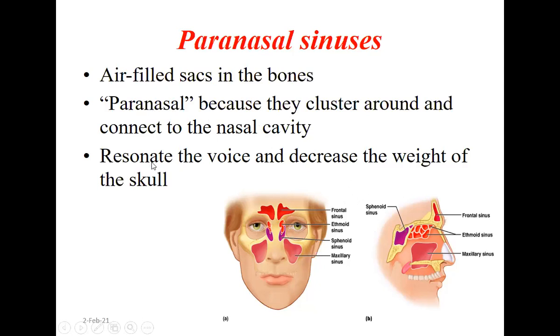So what is the function of these cavities around the nose? One is that they resonate the voice. Whenever you speak, they help increase the amplitude and resonance of the voice. Also, they help decrease the weight of the skull. If the skull were made up of solid bone, it would be very heavy, and it would be difficult to hold the head up always. You would have to spend a lot of energy. Because of the paranasal air sinuses, there is a decrease in the weight of the skull.